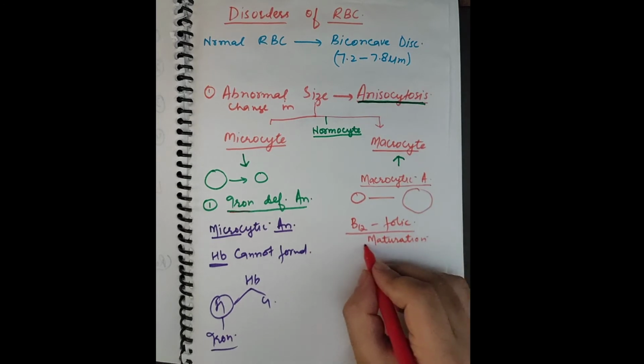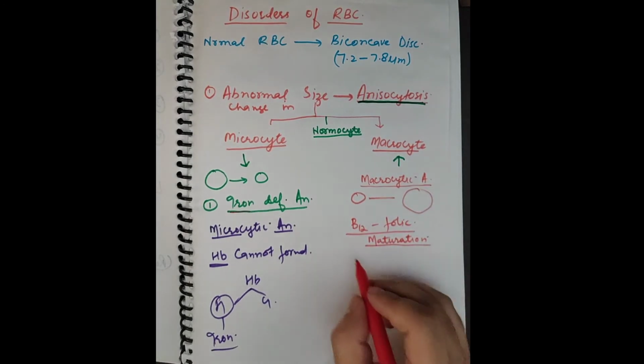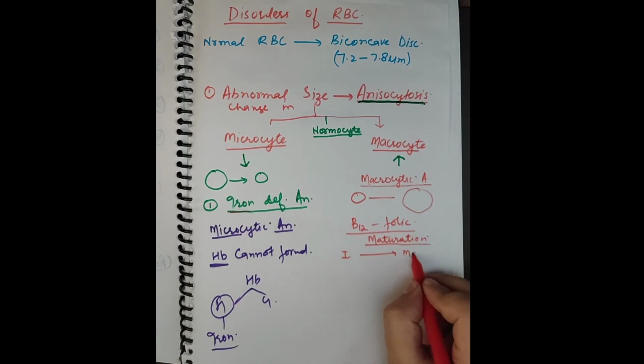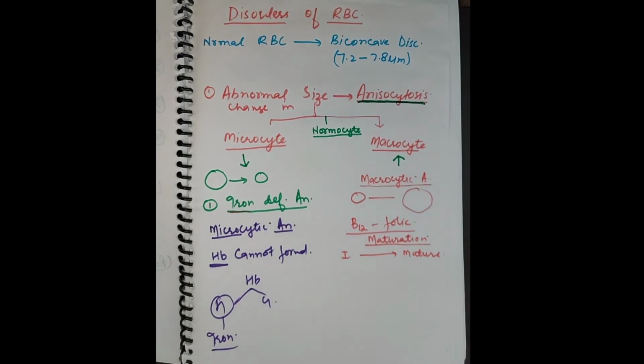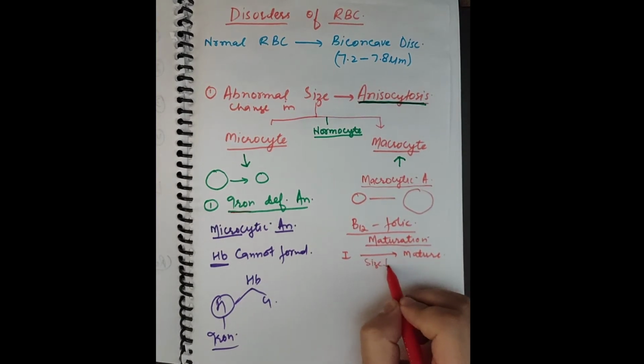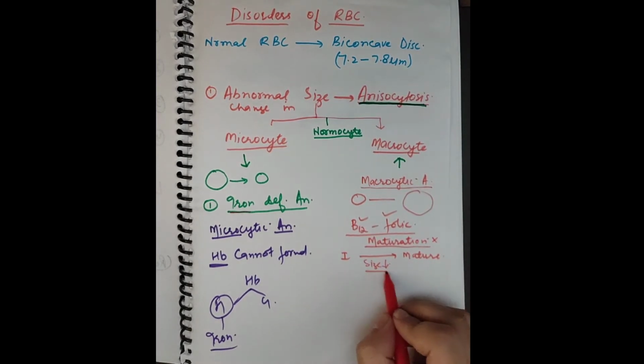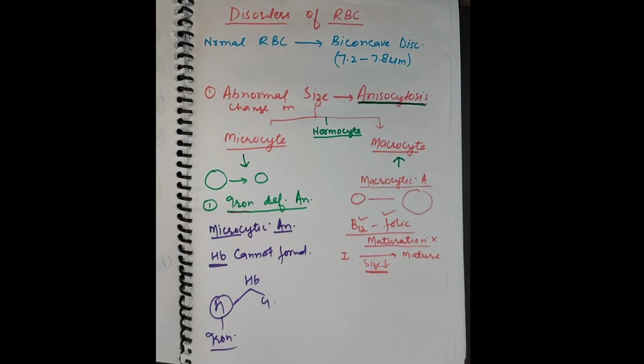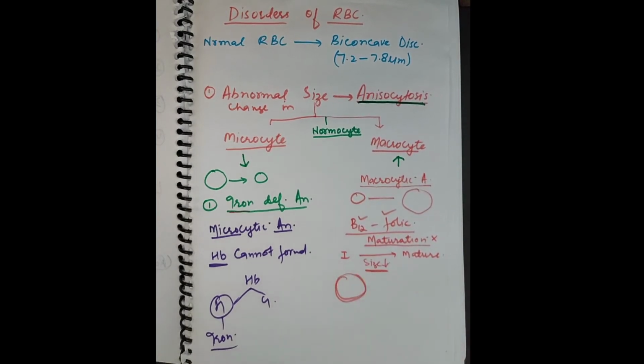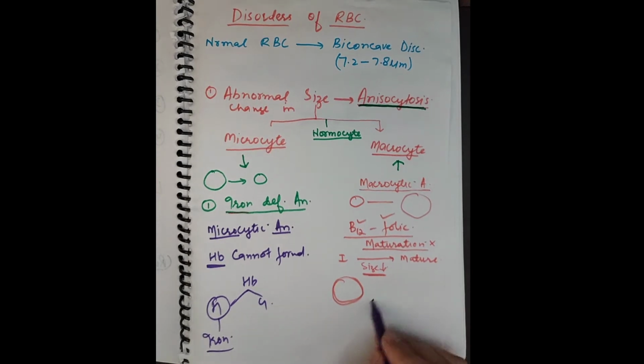What is meant by maturation? Maturation means a process by which immature RBC gets converted into mature RBC. And one very important change happening during maturation was that the size was getting reduced. If B12 and folic acid are not present, the maturation will not happen. If maturation does not happen, the size is not going to decrease. The RBC will remain an immature RBC, and immature RBC has a larger size.